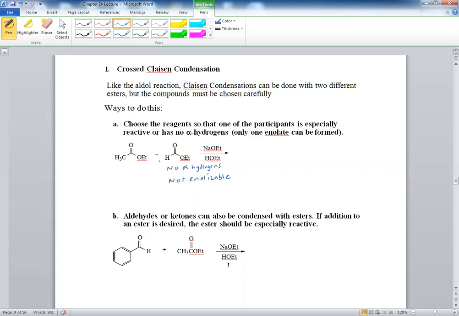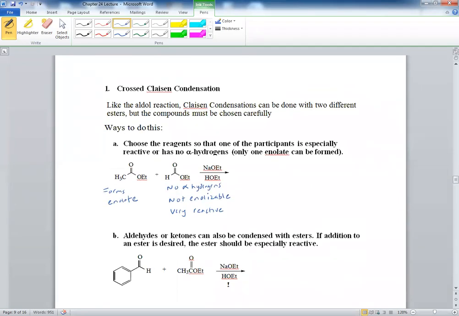You can't remove this, but it's actually very reactive, since it's kind of like an aldehyde. It's not, it's an ester, or half aldehyde. So this one can form an enolate. You remove an H and then you can get a enolate.